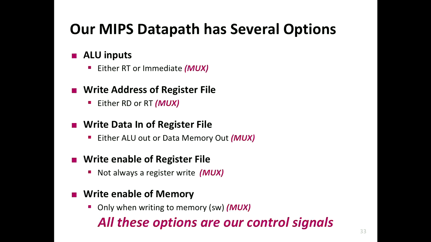And all of them are muxes, right? They're all simple multiplexers. You can have a control signal value that actually chooses between a register value and an immediate value, or here whether you want to feed in the data coming in as a result of the ALU or directly from the memory.